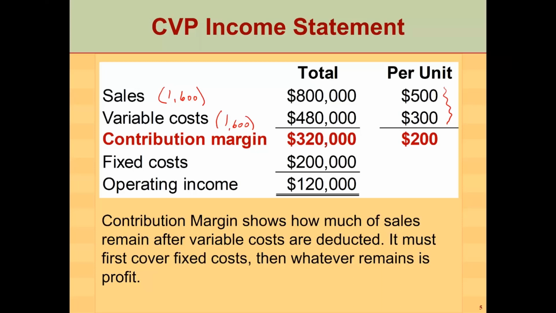So once I put this together, I have $320,000 of contribution margin. As you see on your screen, your contribution margin shows how much of sales remain after variable costs are deducted. That is not our profit. I need to first cover my fixed costs, and then anything left over is going to be my operating income. So there is our CVP income statement set up.